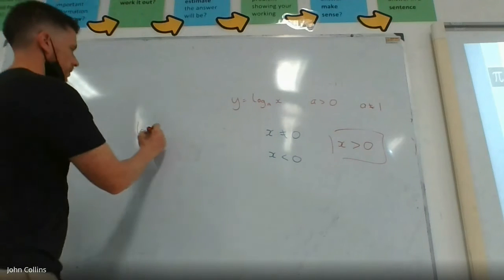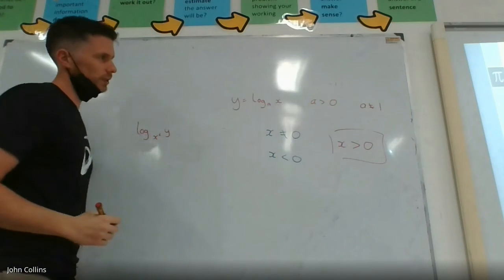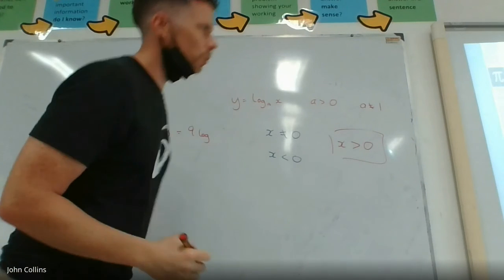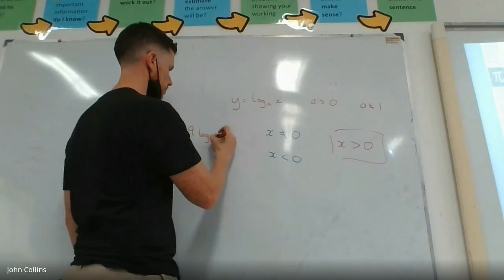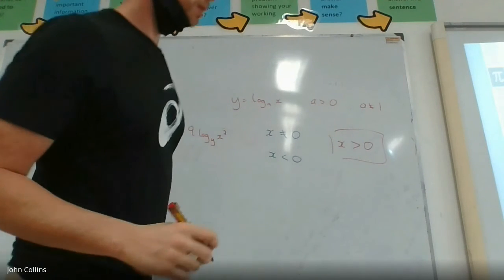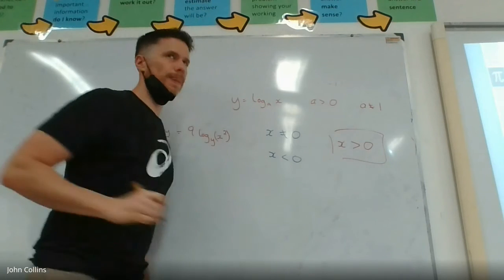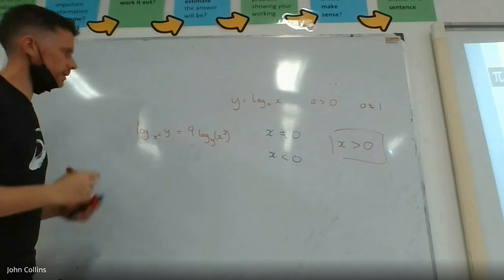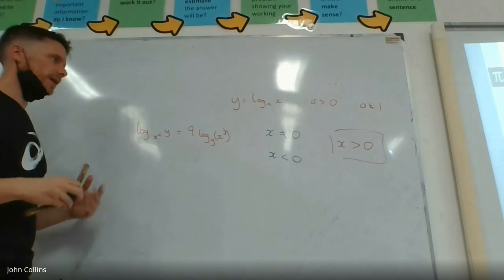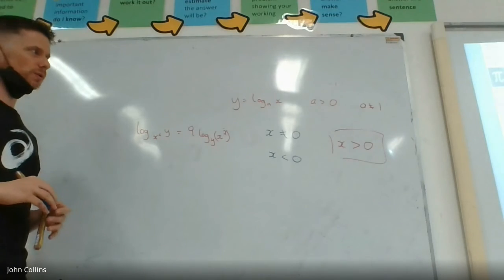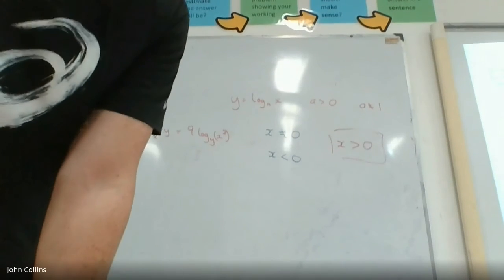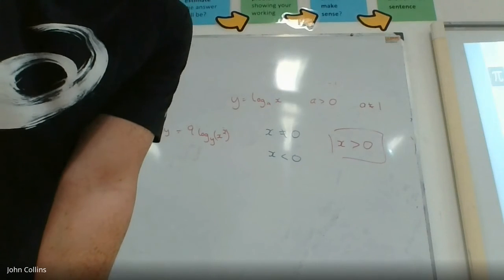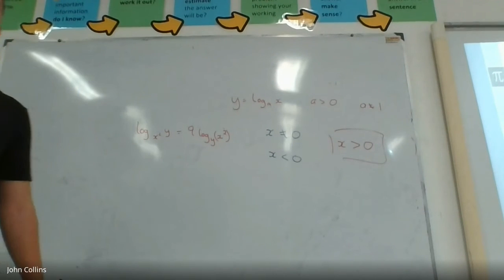X squared y. It's horrible. 9 log y x squared. All right. Any suggestions here? What could I do? What do they want to do? Find all possible expressions of y as a function of x. y equals. They want y equals. That's what that means.